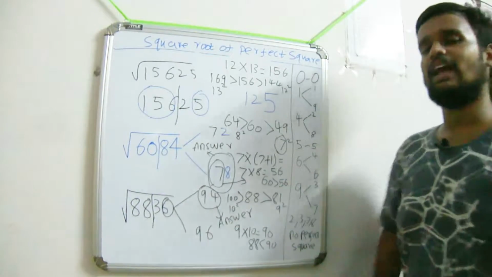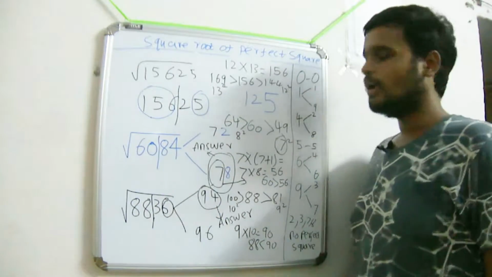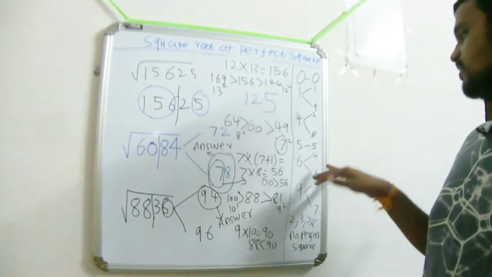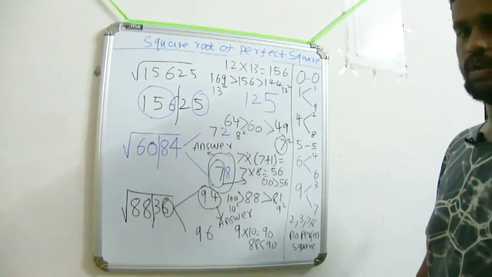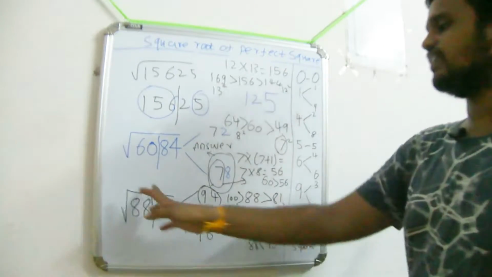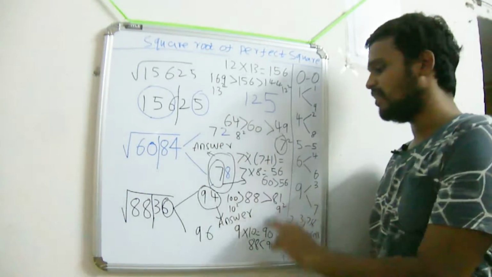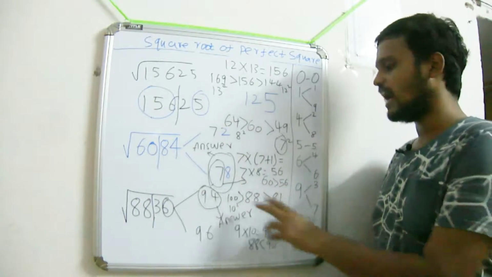Okay, let's take another example: 8836. Since 6 comes at the end, the root should end with 4 or 6. Then we have to find between which squares 88 will come. It will come between 81 and 100. That means the starting number should be 9.